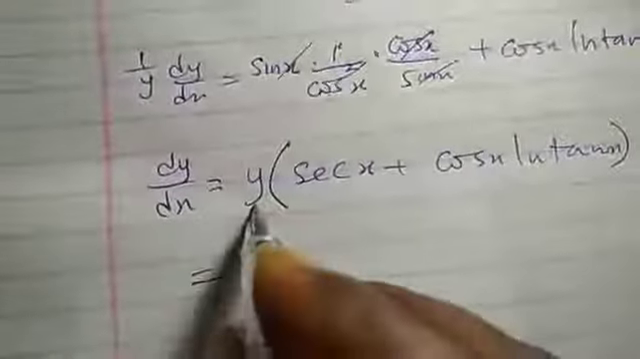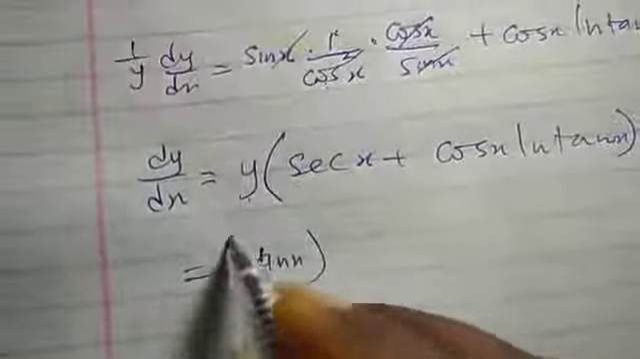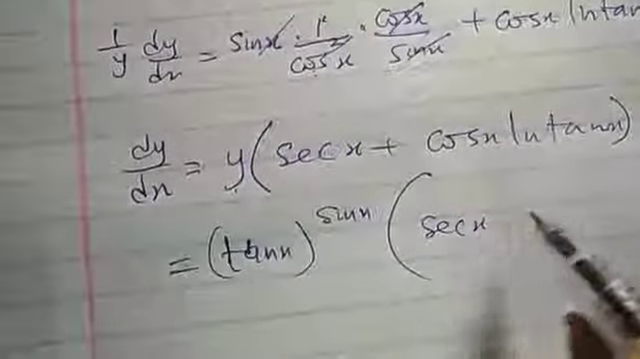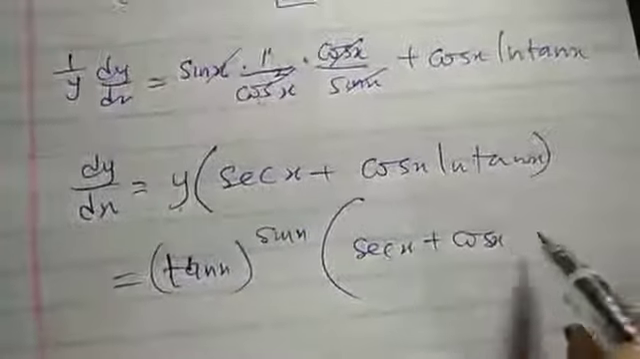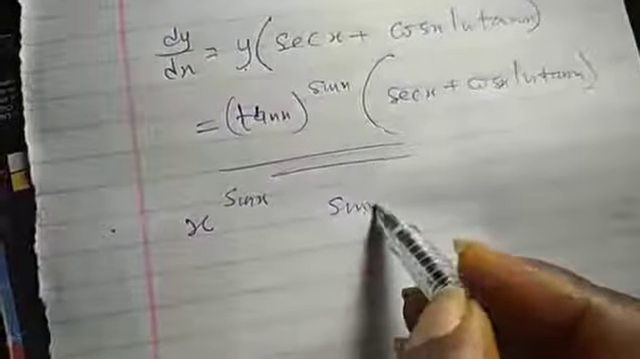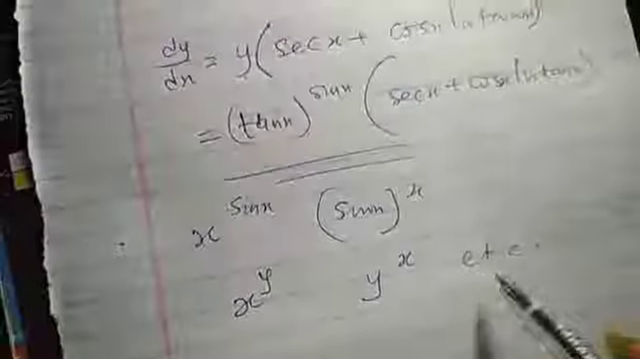But we have known our y. Our y is tan x raised to power sin x, then times sec x plus cos x ln tan x. So that solves this question. So you can be given anything. You can be asked to differentiate this: x raised to power sin x, raised to power x, x raised to power y raised to power x, etc.